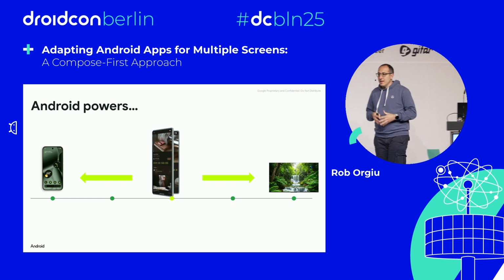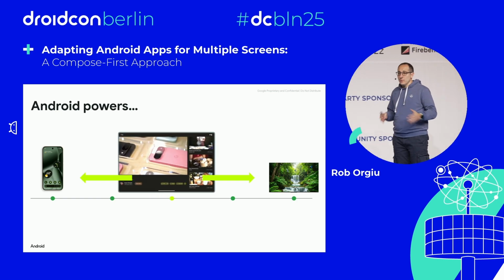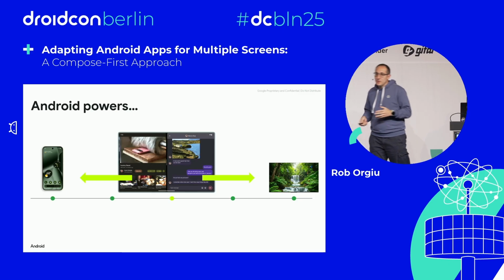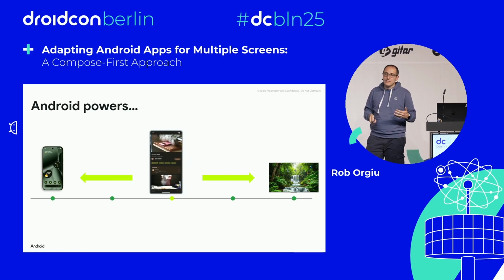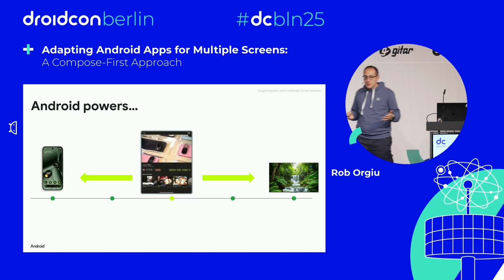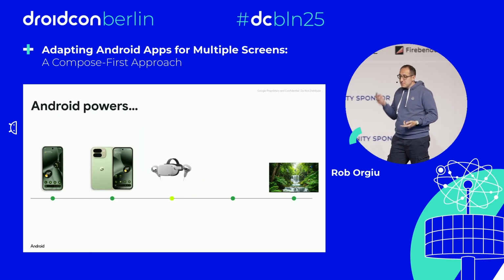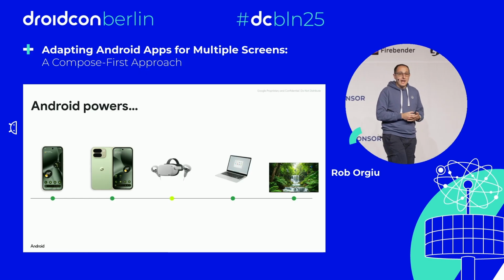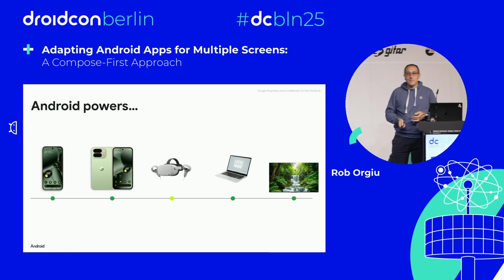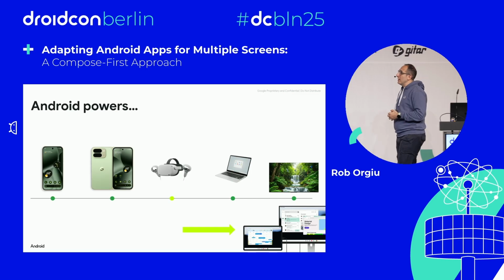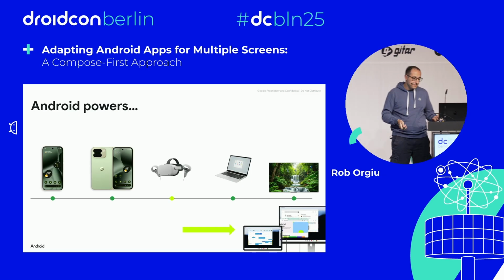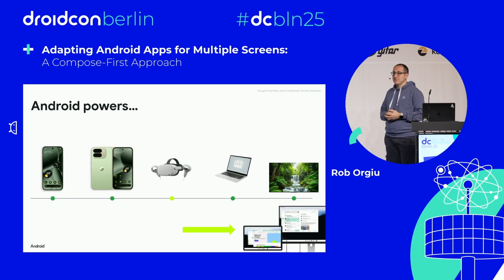But how can we make them run flawlessly everywhere, from phones to TVs? And also, we need to take into account that we don't only have those two devices, but we also have XR, we have foldables and tablets, and laptops. But also, we now also have connected displays, which have been recently introduced in Android. So that's a lot of different surfaces that we have to cover.